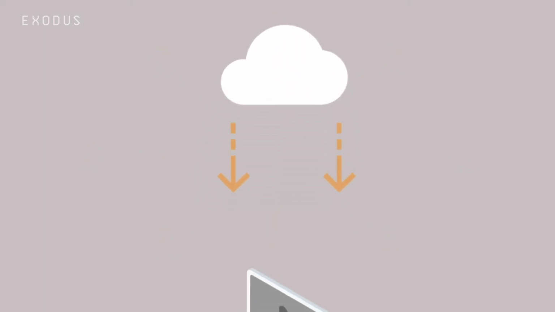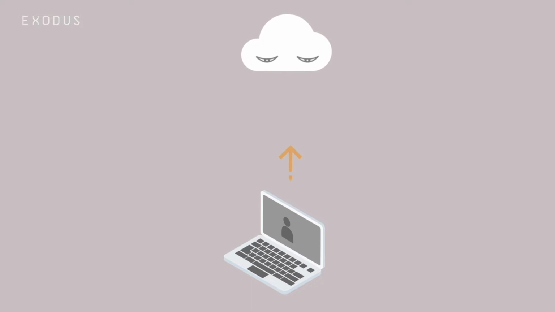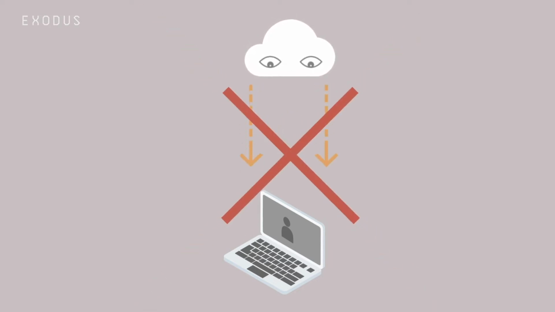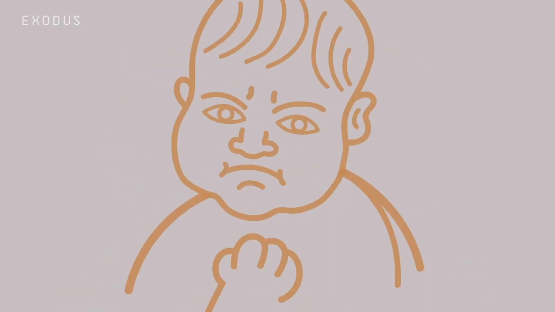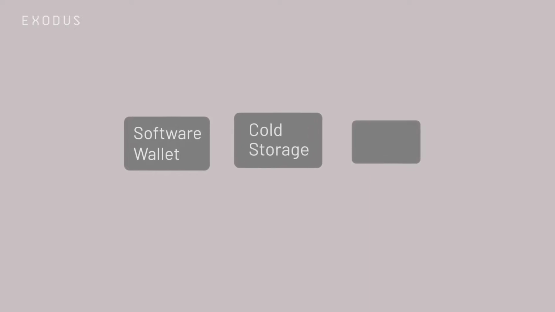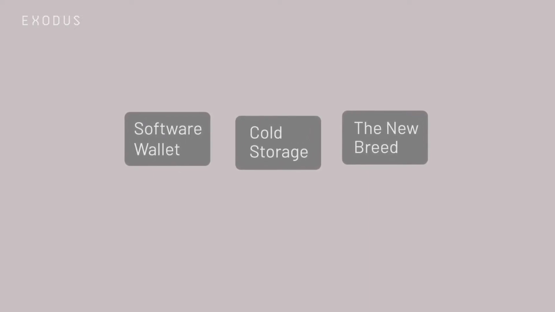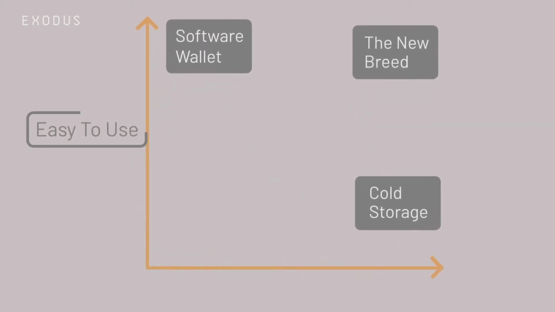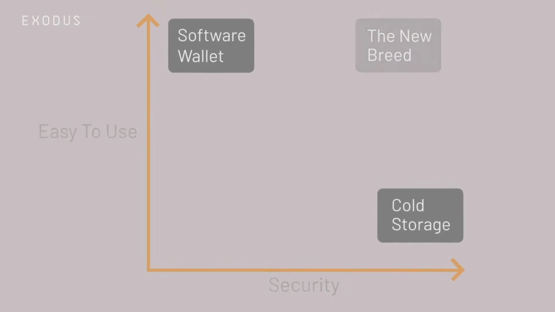All these cloud systems now have access to even more of your private information. So if you're serious about your crypto assets, this shouldn't be your wallet solution. If you're serious about your crypto assets, then let's get serious about security. There are three proper ways to hold your keys and control your crypto assets: software wallets, cold storage, and a new breed. Each have their trade-offs in regards to usability and security.